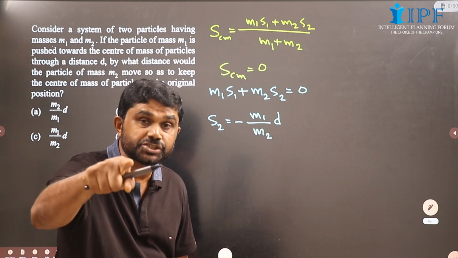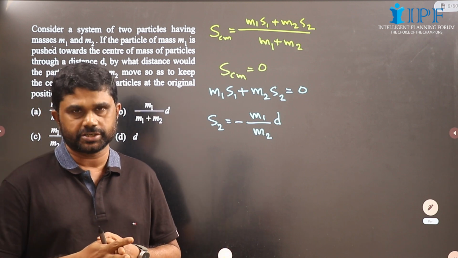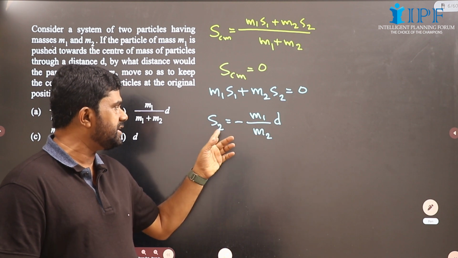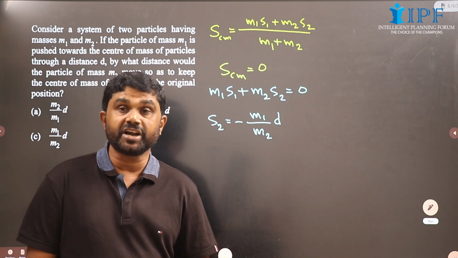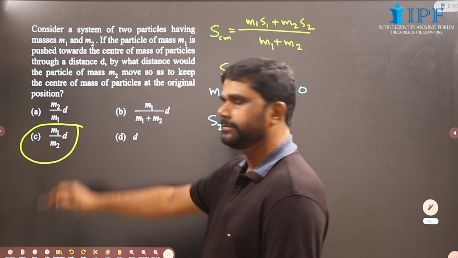That negative sign is to show that displacement of the two bodies must be in opposite direction. Displacement of the first body is given as d. So s1 equal to d. So s2 will be m1 d by m2. Okay.